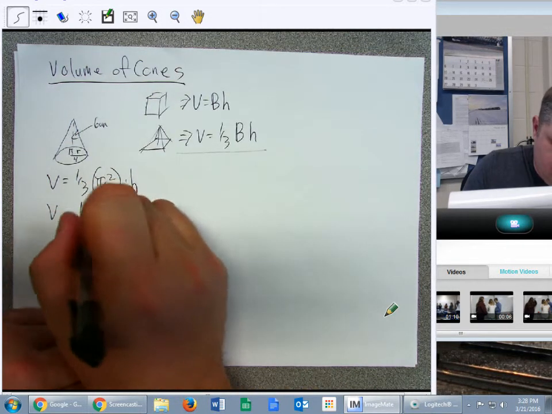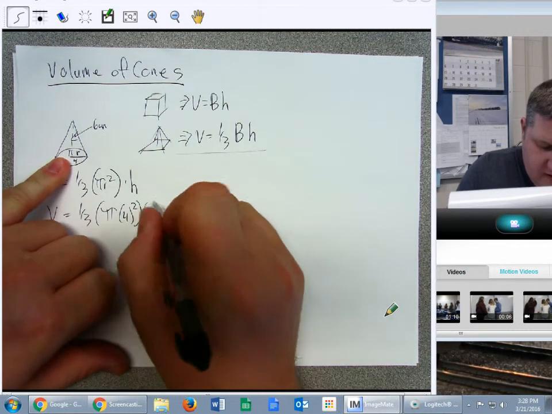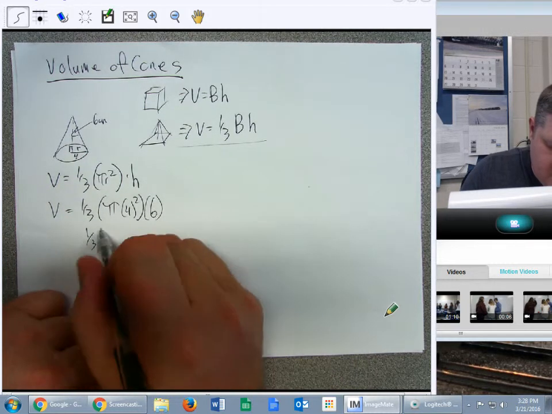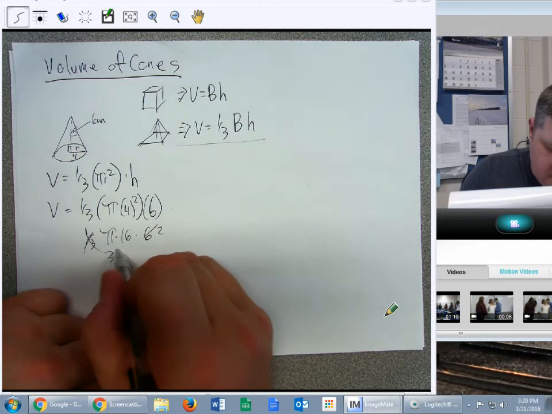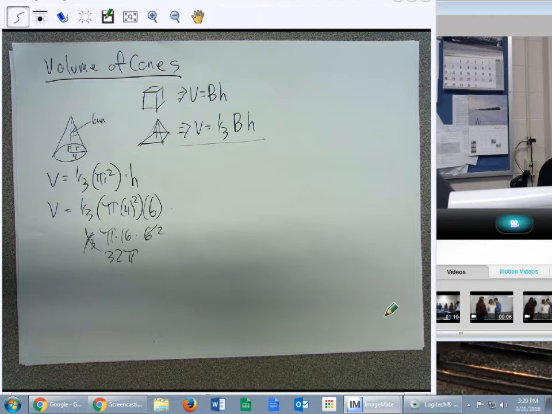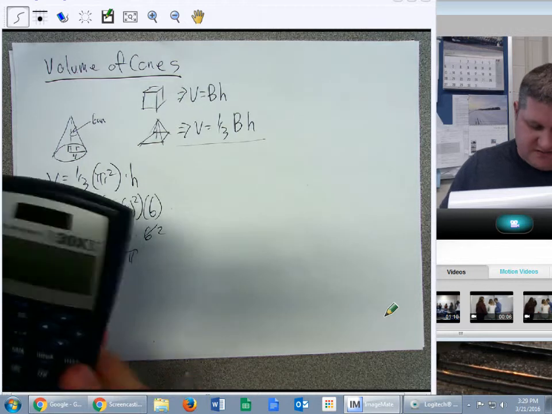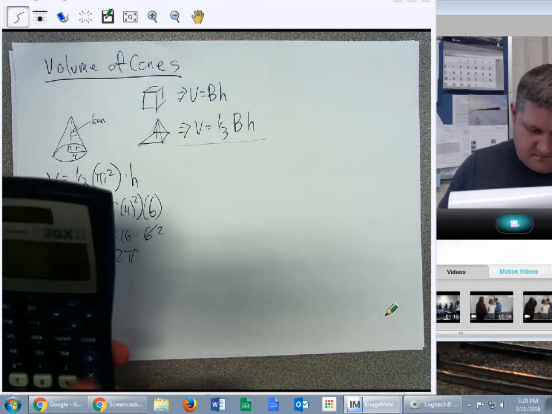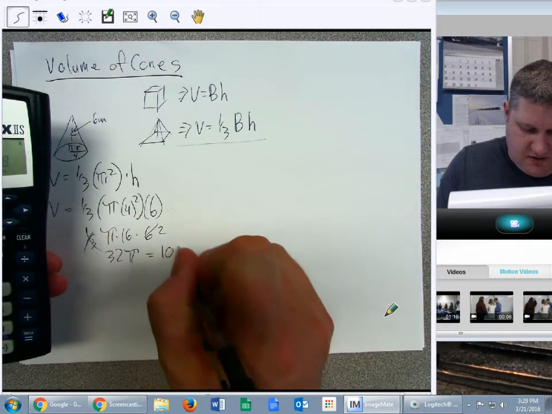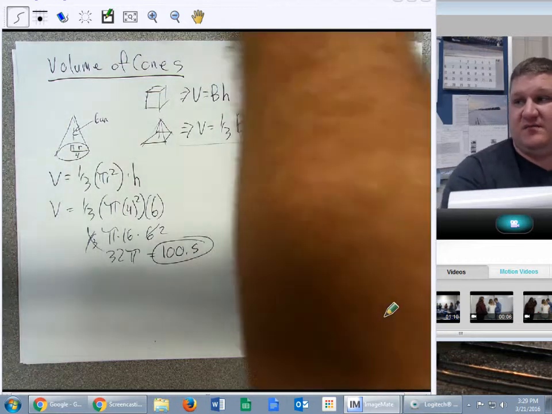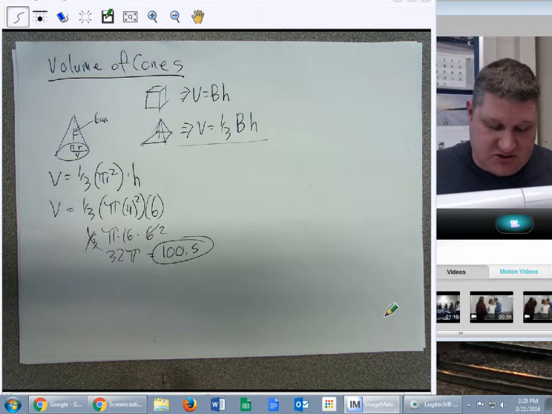So if that's the case, volume equals 1/3 parentheses pi r squared, so radius was 4 squared, times height, which is 6. So I say 1/3 pi 16 times 6. Do a little canceling here. I get 2, and I'm going to get 32 pi. And whatever 32 pi is, grabbing a calculator, if I want to find an actual estimate here, I take 32 times approximately 3.14, and I would get 100.5 approximately. Now I say approximately because you have to understand all decimals are really just approximations. They are not exact. Decimals are approximations.